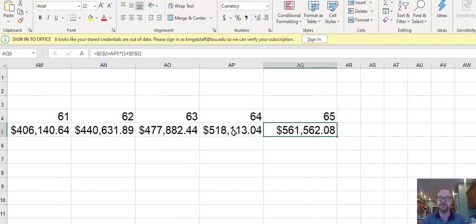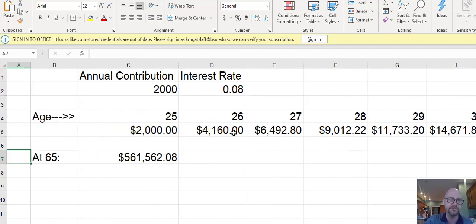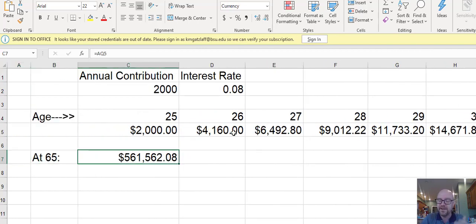Then I took what we have in this age 65 box and put it right over here at the beginning, so you can see it right on the front page. Once you've done that, you can start to make some changes to this spreadsheet and see what would happen if you saved more, or if your interest rate was different.